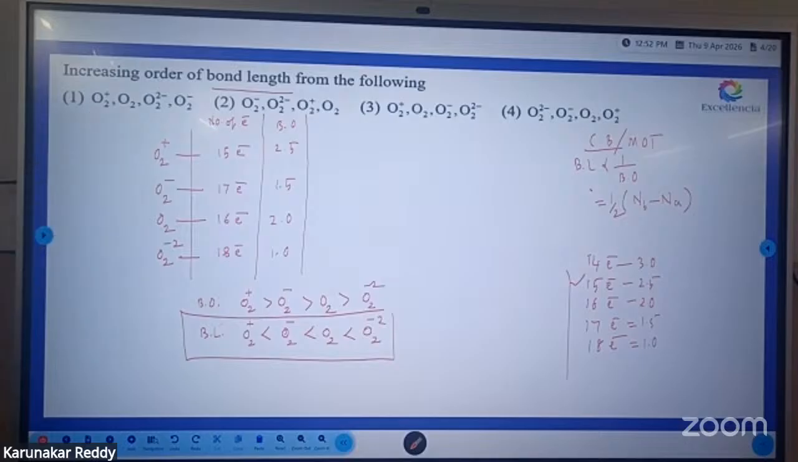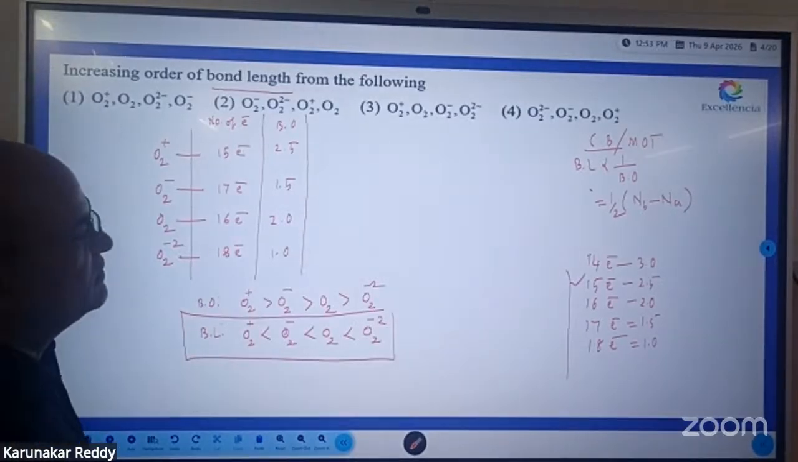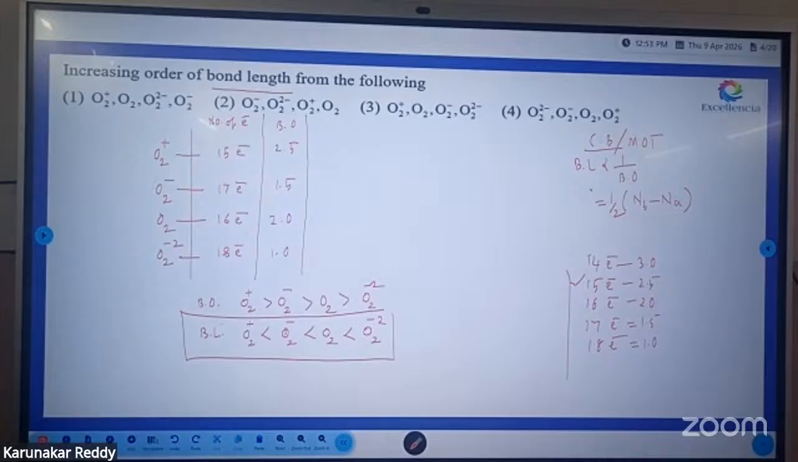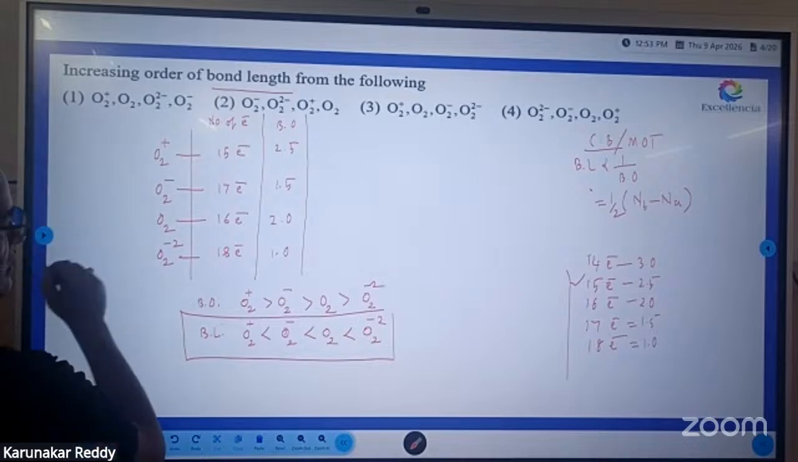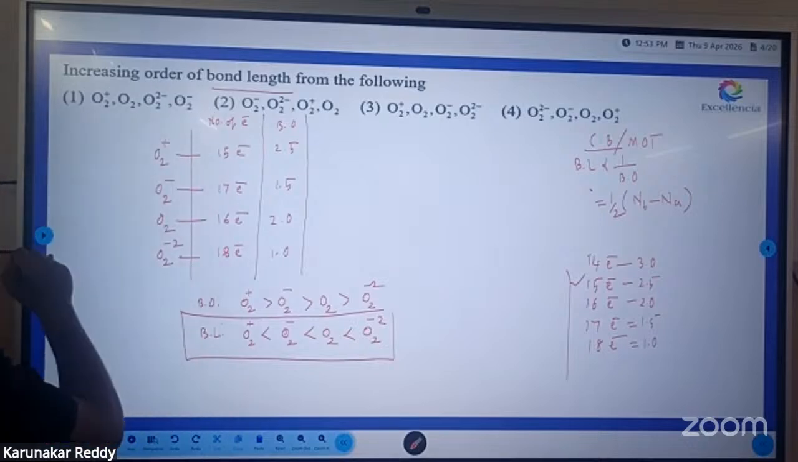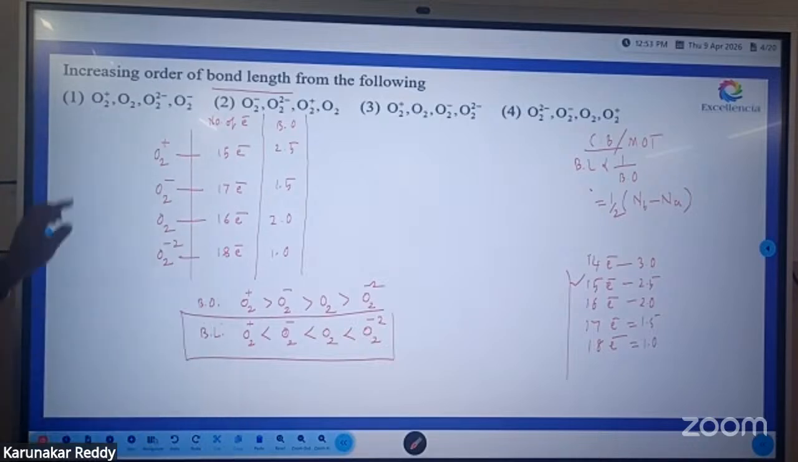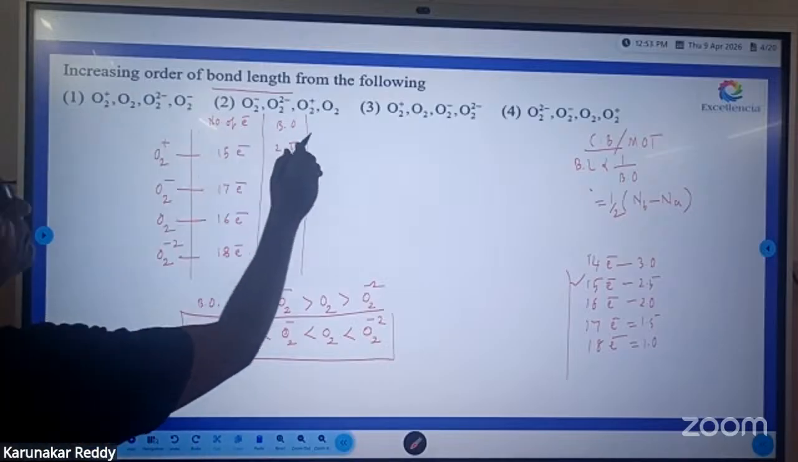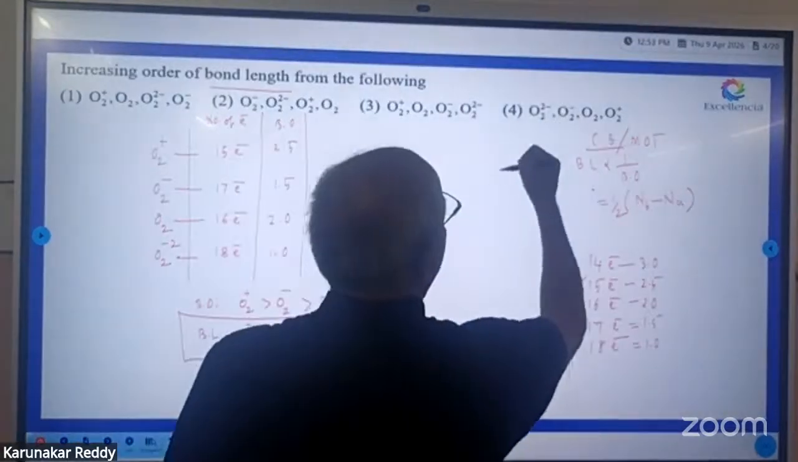So O2 plus is the least in bond length. Here also O2 plus, then O2, then O2 minus, then O2 minus 2. So that will be the answer. Here there is a small print mistake in the options.